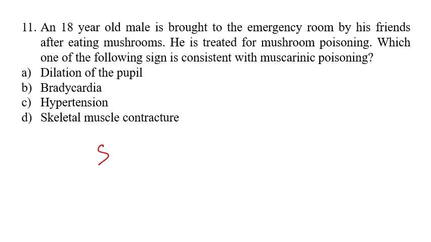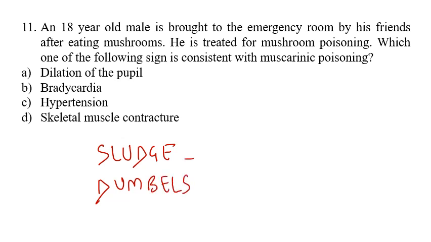For example, SLUDGE, and the other one is DUMBBELS. ठीक है. So SLUDGE: S is salivation, lacrimation, urination, diarrhea, gastrointestinal upset, and emesis. ठीक है. Here diarrhea, urination, miosis, bradycardia, ठीक है. Then आपका emesis, excessive lacrimation, and salivation. ठीक है. So we can see that among all these, the bradycardia option is available.